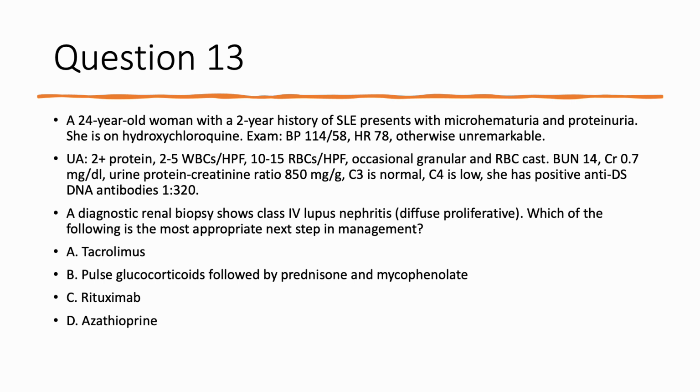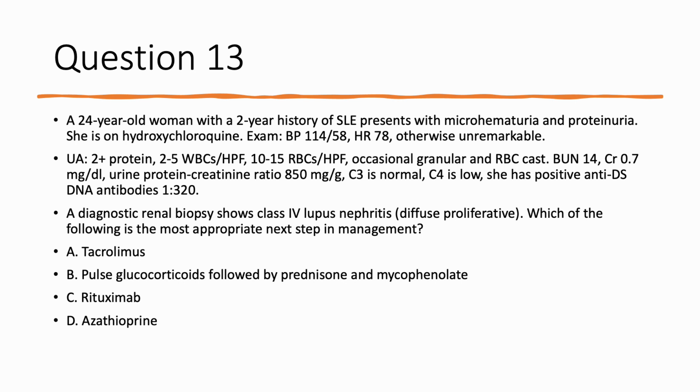Last question here, number 13: a 24-year-old woman with a 2-year history of systemic lupus erythematosus. She presents with microhematuria and proteinuria. The patient is on hydroxychloroquine. Exam shows blood pressure 114/58, heart rate 78, otherwise unremarkable. Urinalysis: 2+ protein, 2 to 5 WBCs, and 10 to 15 RBCs per high power field. We have an occasional granular and, more importantly, occasional red blood cell casts.